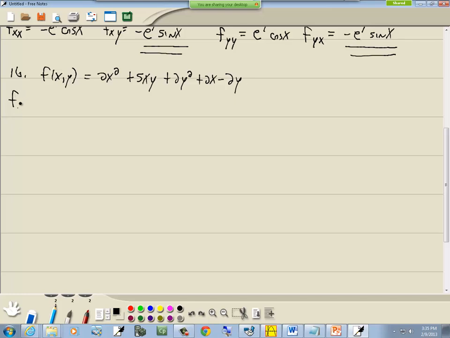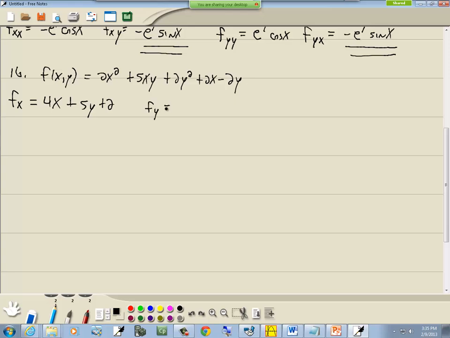Okay, the partial with respect to x. Well, the 2x squared becomes 4x. The 5xy, the 5 and the y are constants. The derivative of x is 1, so it drops away. So we got 5y. 2y squared doesn't have an x, so it drops away completely. And 2x becomes 2. And negative 2y doesn't have any x, so it drops away completely.